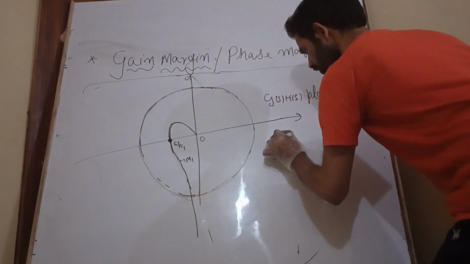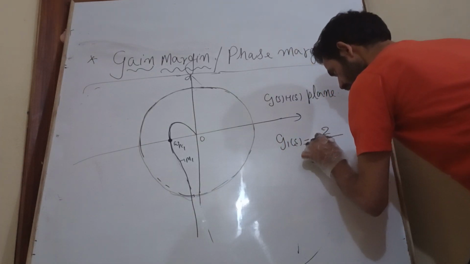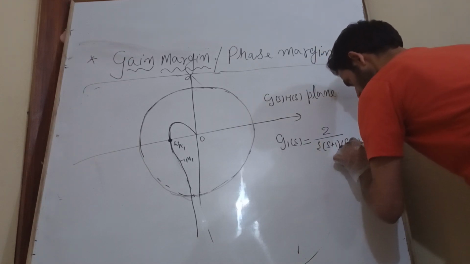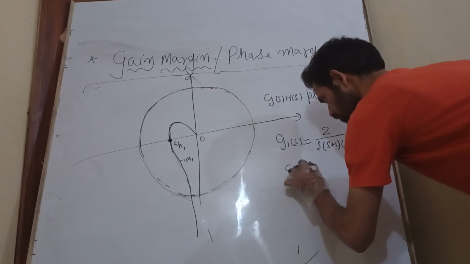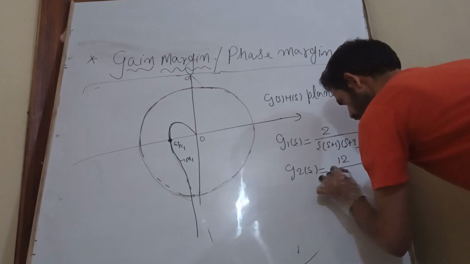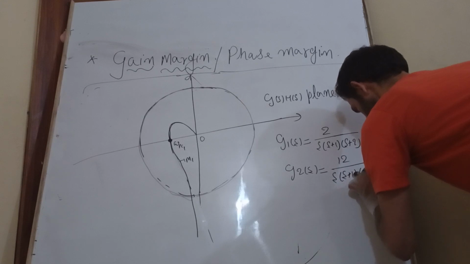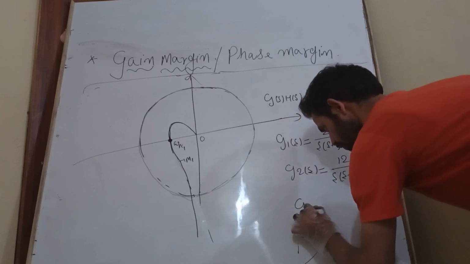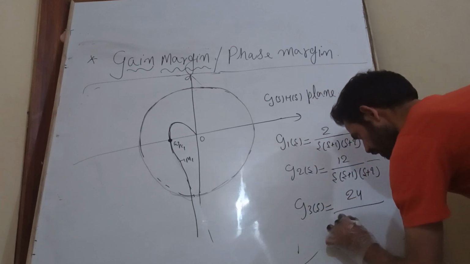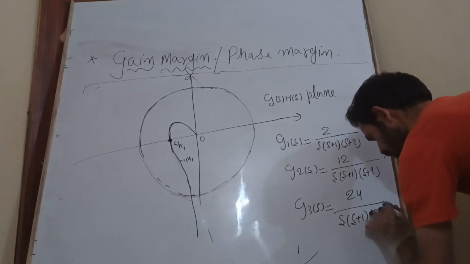As we have seen, G1(s) is equal to 2 divided by s into (s plus 1) into (s plus 2). Next, G2(s) is equal to 12 divided by s into (s plus 1) into (s plus 2), and G3(s) is equal to 24 divided by s into (s plus 1) into (s plus 2).